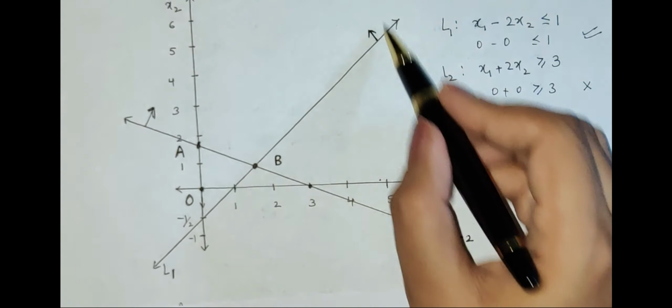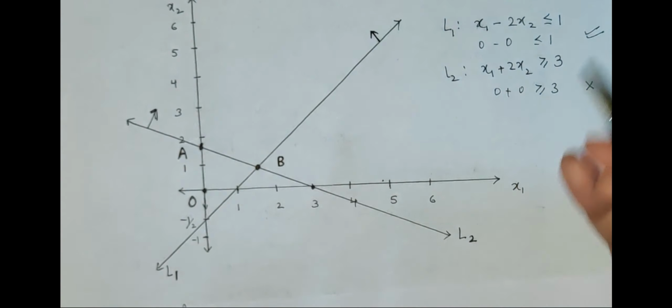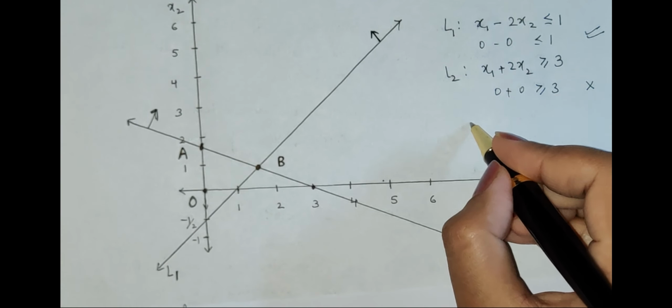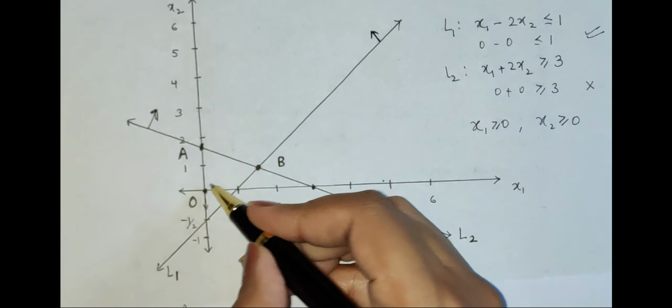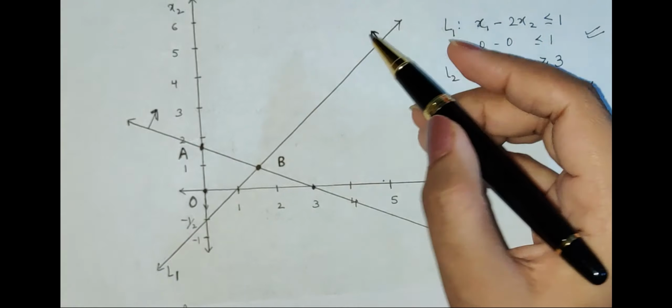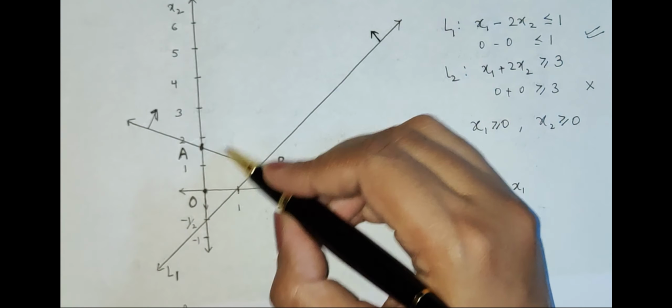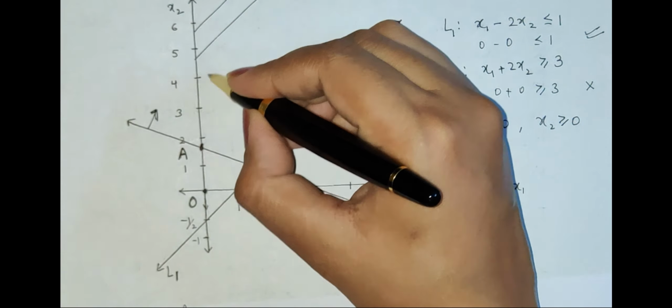Now we have to locate the common part. And lastly, we should not forget that we have two more conditions, that x1 is positive and x2 is also greater than or equal to 0. It means we are dealing in the first quadrant. This is x1 equal to 0, this is x2 equal to 0, and now we look for the feasible region, the upper part of this and the upper part of this. So the feasible region I can see is this.